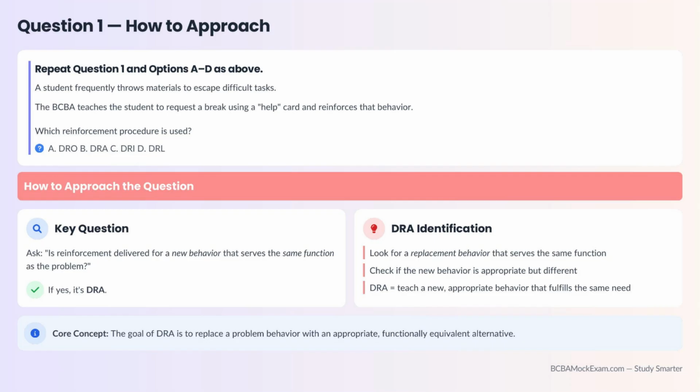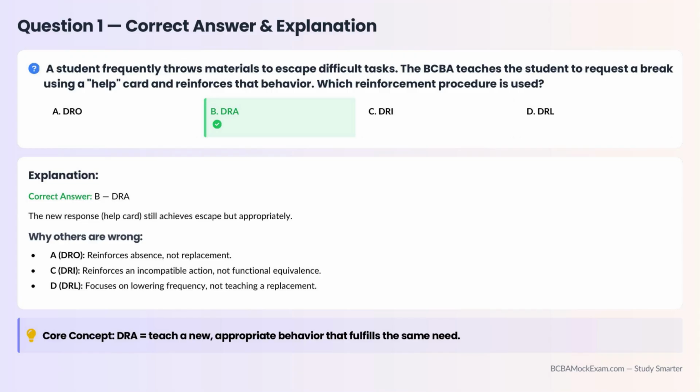When you see a question like this, your first diagnostic question is: is reinforcement being delivered for a new behavior that serves the same function as the problem behavior? If the answer is yes, you should immediately think of DRA. With DRA, we are not just asking for anything else or for a physically opposite behavior. We are teaching a specific replacement that still lets the learner achieve what they wanted in the first place, like getting a break, getting attention, or getting a tangible. That's what's happening with the help card. The function is escape, but the form of the behavior has been upgraded. The correct answer is B, DRA.